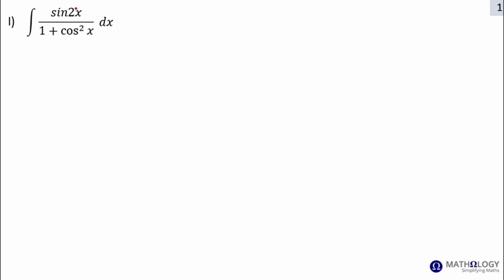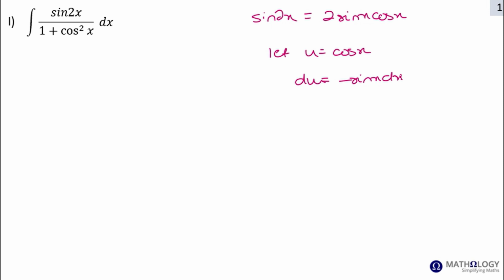So this one does look a little trickier than what we've already done. So with a little bit of manipulation, sine 2x is 2 sine x cos x. If we let u be cos x, then du equals minus sine x dx. And we can see we've got a sine x over here in the numerator. So that's going to take care of the sine x then.